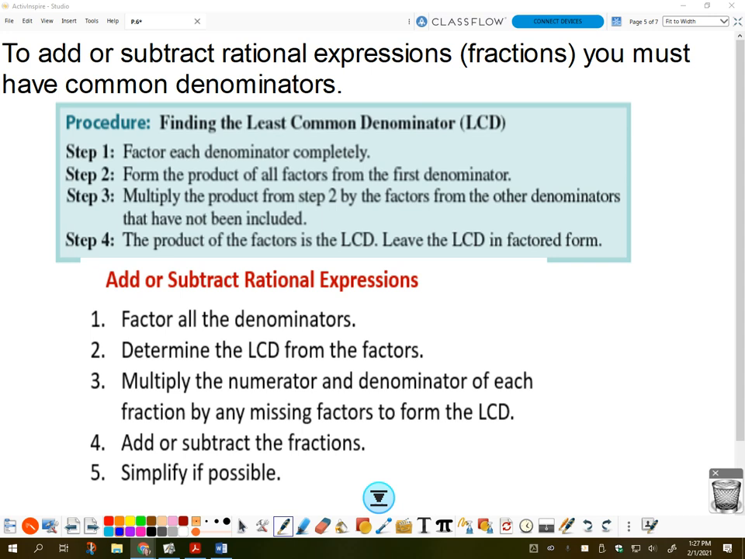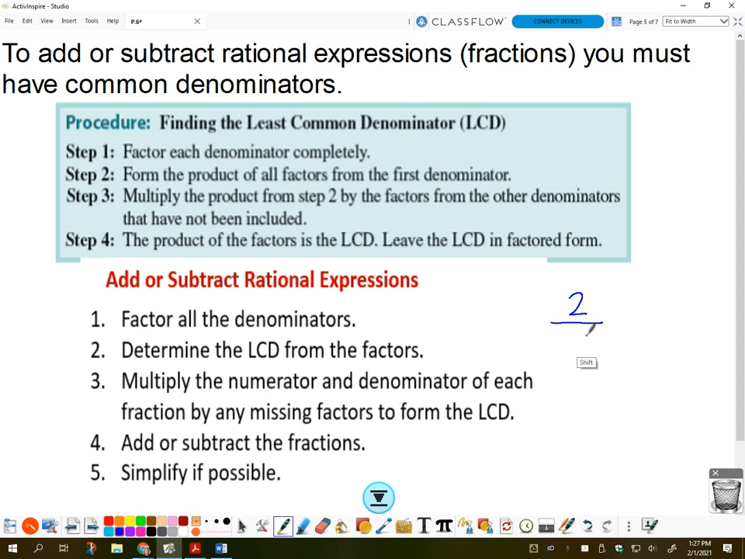In the little greenish bluish box, there's some steps on finding a least common denominator. And underneath that, there's steps on adding and subtracting rational expressions. What we really need to make sure we understand is that you are going to have common denominators. If they don't already exist, you have to create them, and then we have to adjust things. So just making sure that you remember what happens with fractions.